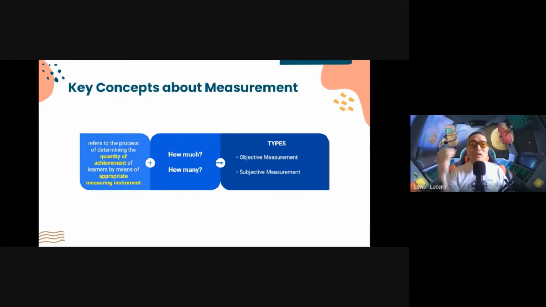For example, Nico scores 16 out of 20 items in the test. How much? That answers the question how much. So he got 16 out of 20. Then you get the percentage, right? 16 over 20, times 100, that's the percentage. Then you see now that the score itself refers to the measurement of Nico.